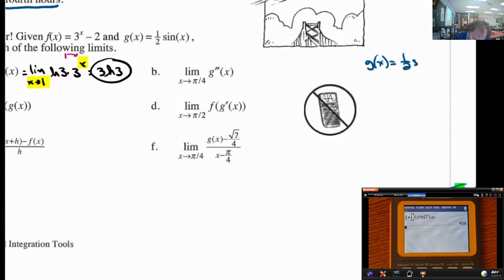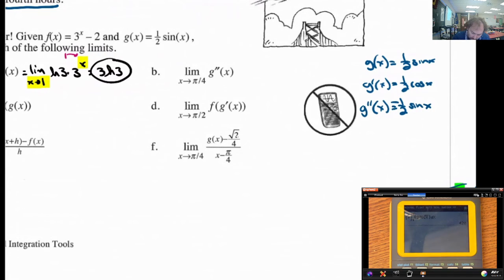We have 1/2 sine of x. The derivative of that is 1/2 cosine of x. And the derivative of that is negative 1/2 sine of x. So we are looking for, since sine is a perfectly continuous function with no breaks, we are literally just going to plug in pi over 4.